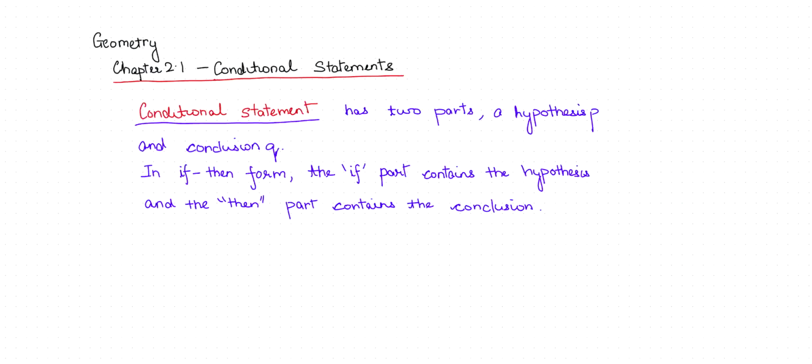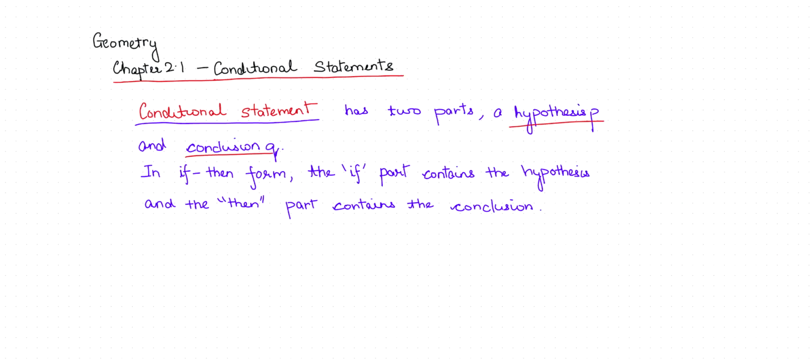Hello, so in this class, we'll do geometry, chapter 1, conditional statements. Okay, so we'll go over some core concepts and the definitions here, which are very important. A conditional statement is a statement that has two parts: a hypothesis P and a conclusion Q.